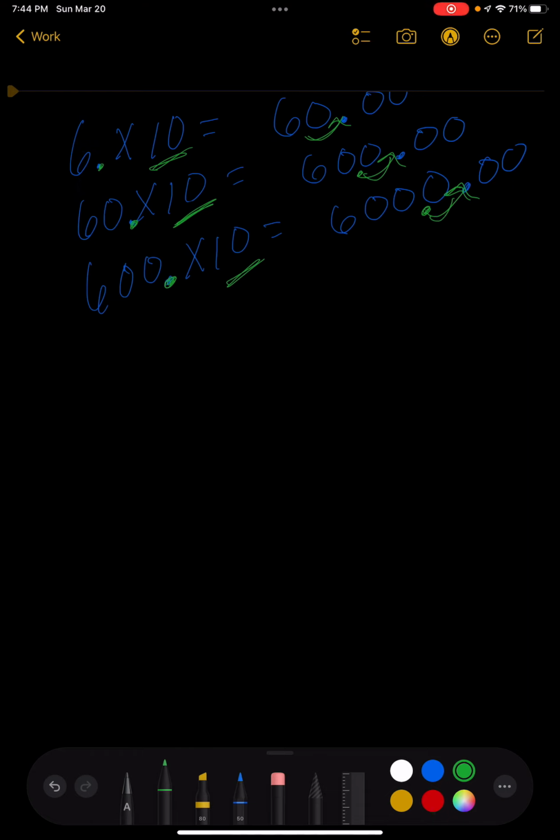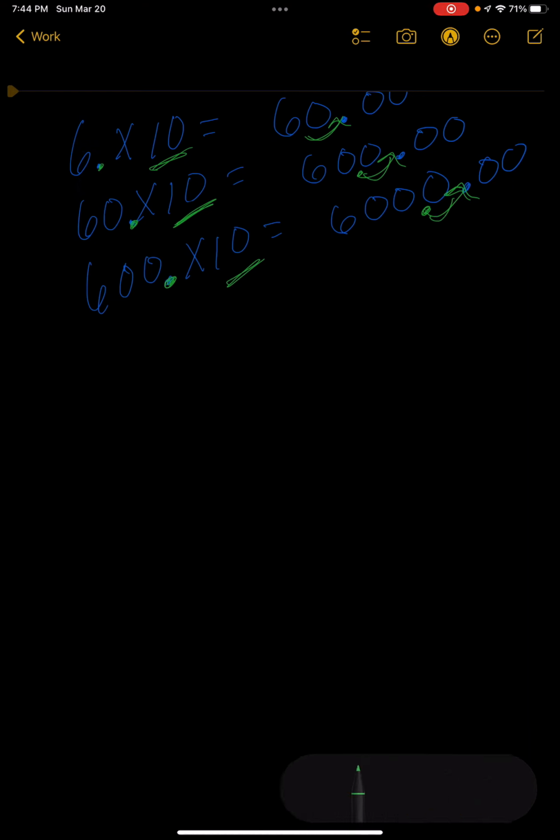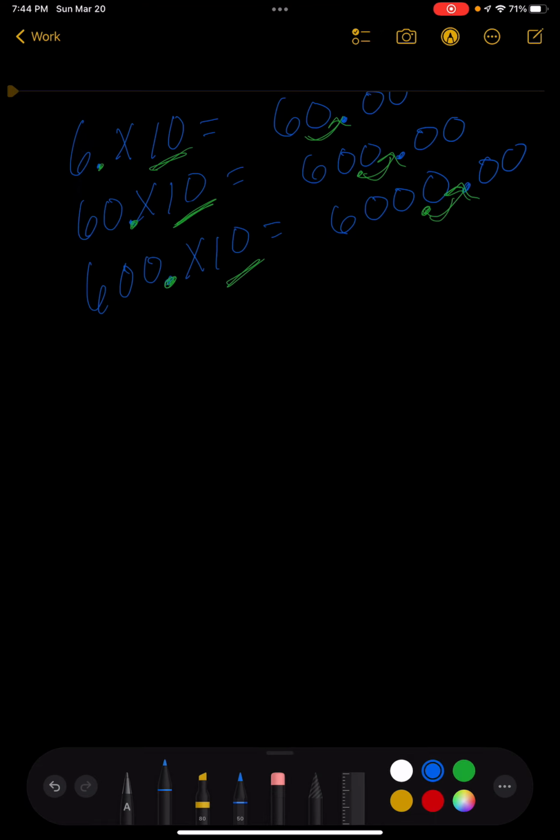Well, what about the flip of it? What if instead of multiplying, what if I wanted to divide? How about 6 divided by 10? What about 6 divided by 100? 60. Remember where the decimal is. And 600 divided by 100. Okay, I hope you have your calculator out and you're ready and you're saying answers as this is going.